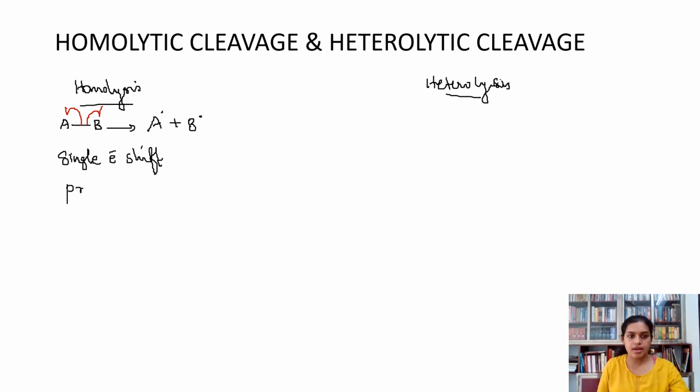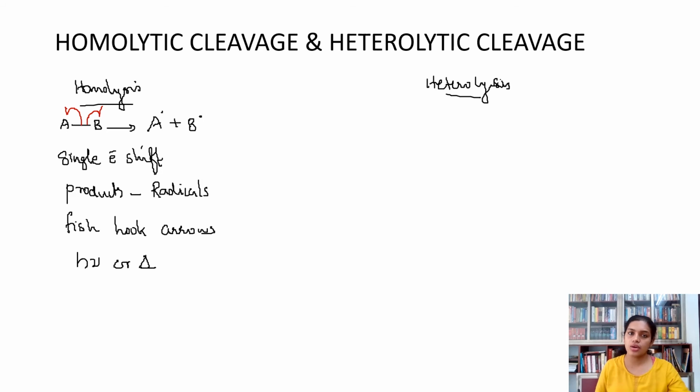And the products are radicals, free radicals. These are represented by fishhook arrows. And these are initiated by either heat or light. Normally this homolytic cleavage takes place in the presence of a peroxide. So these are initiated by peroxide.